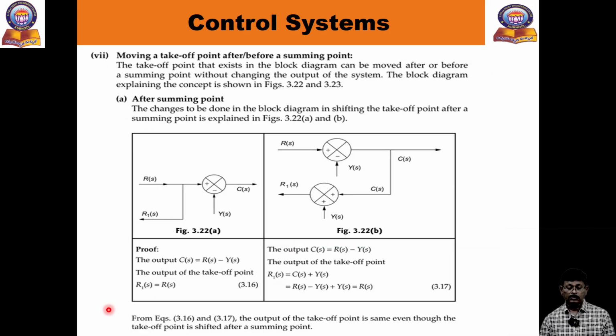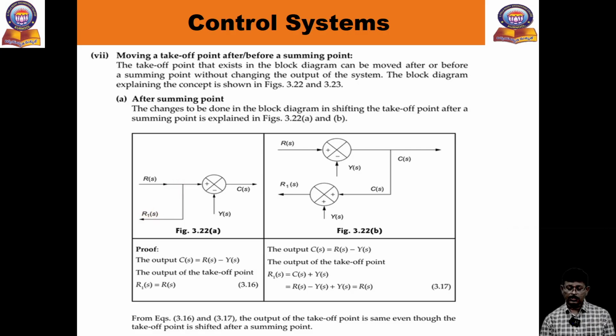Coming to the next one. So these are moving the take-off point after and before the summing point. So take-off point before and after the summing point. Okay, so you can see here. So what is C of s now? In this case, C of s is equal to R of s minus Y of s. Clear? What is R1 next, coming to here? What is R1 of s? R1 of s and R2, both are same here.